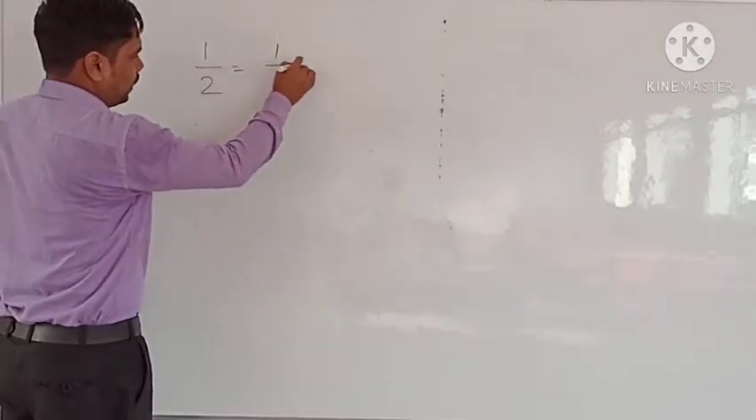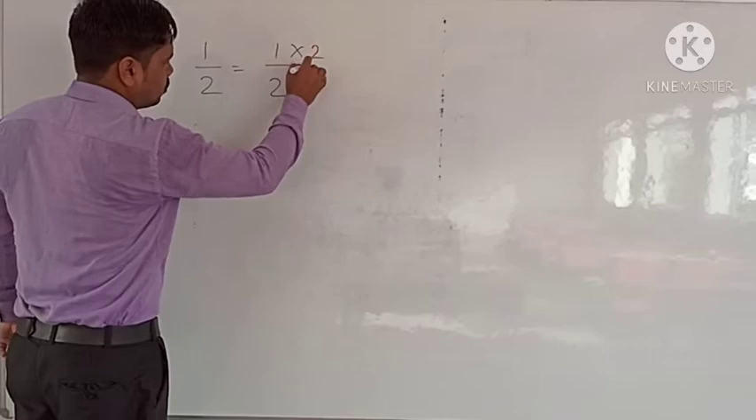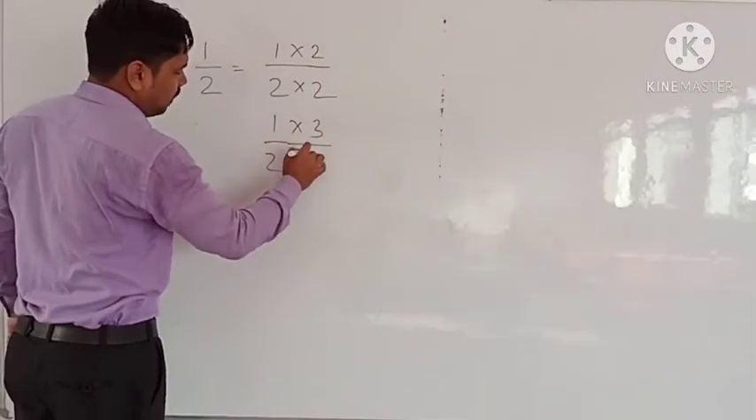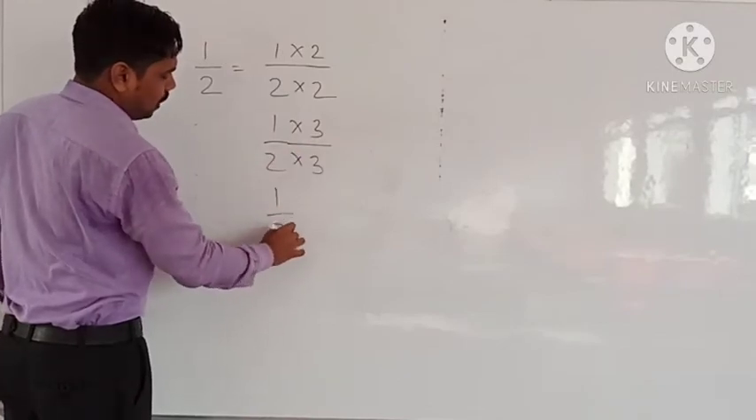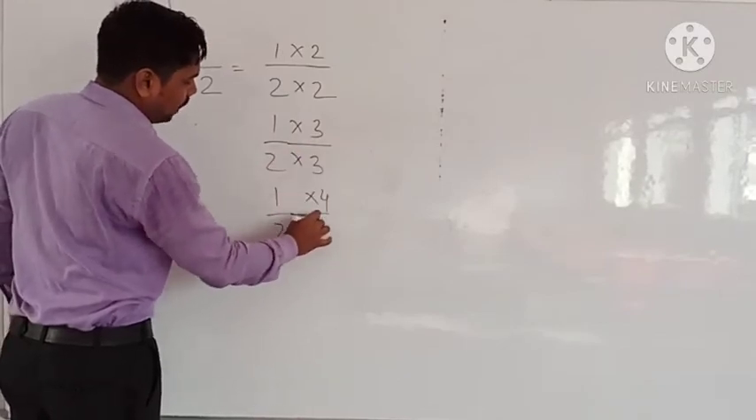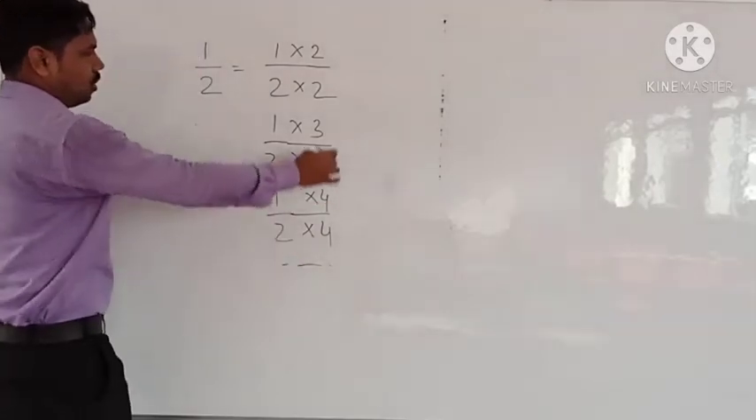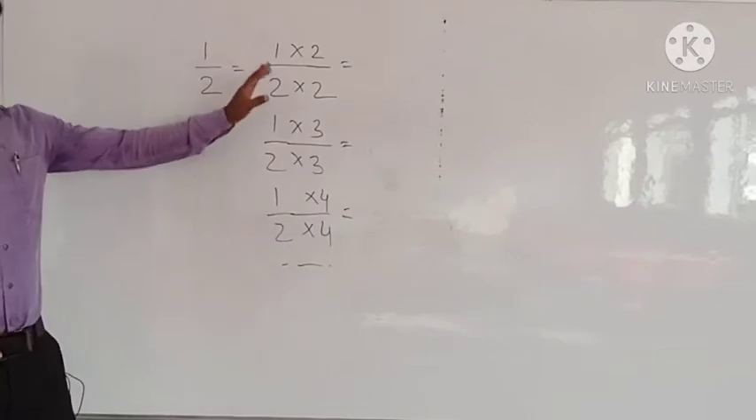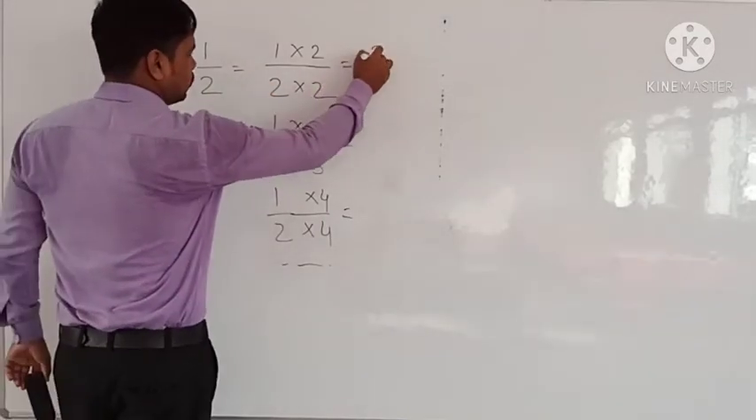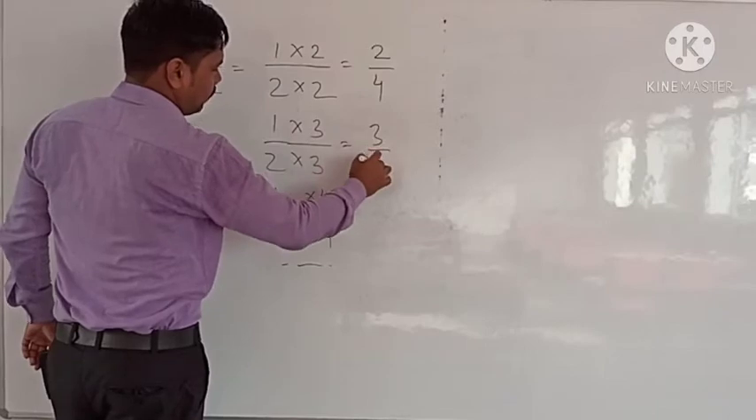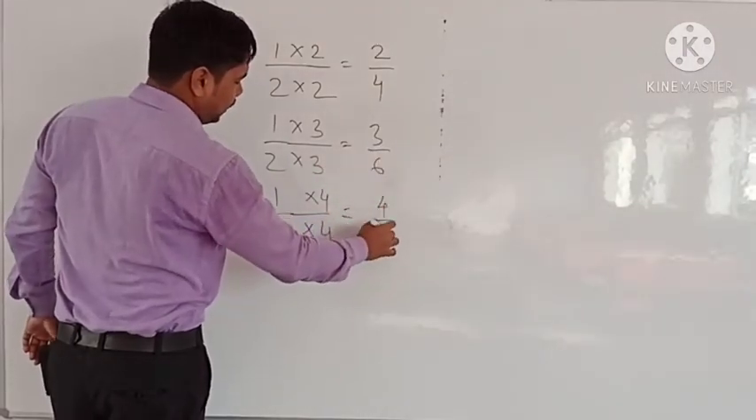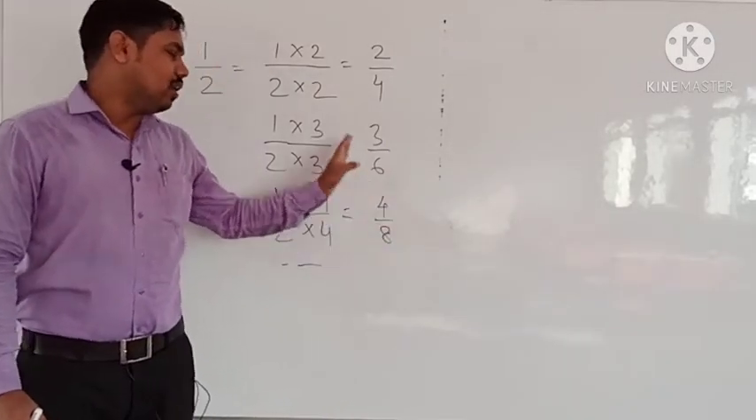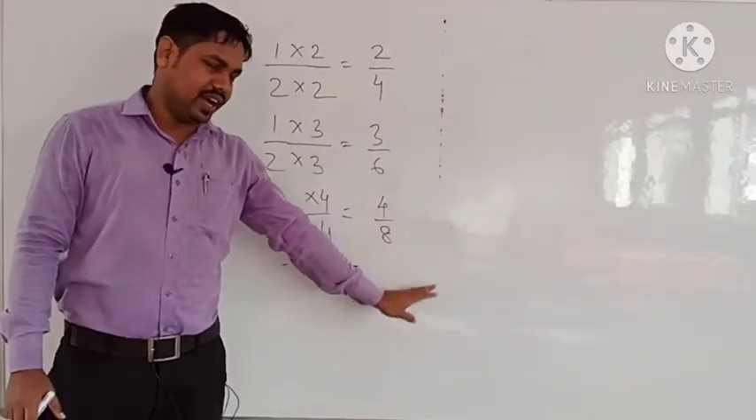So what I will do is, 1 by 2, I will multiply first by 2. 1 by 2, I will multiply first, then by 3. 1 by 2, then I will multiply by 4. So whatever fractional numbers come, those all will be the equivalent fractions of 1 by 2. This will be 2 by 4, this will be 3 by 6, this will be 4 by 8, and so on. After then we can also find the equivalent fractions by dividing.